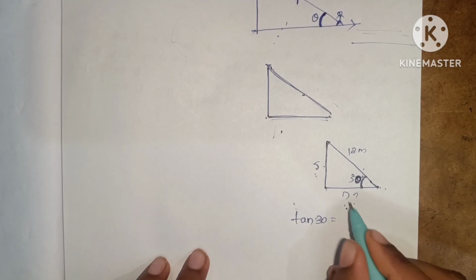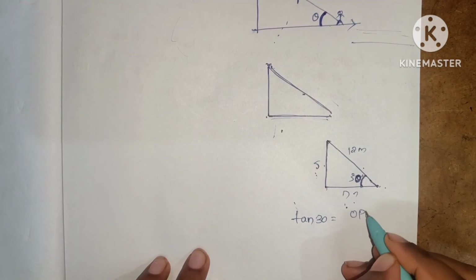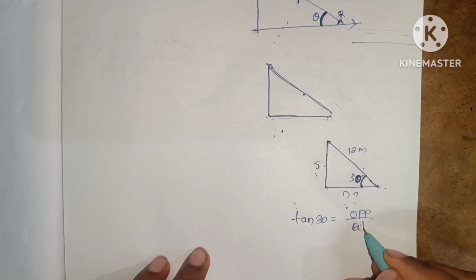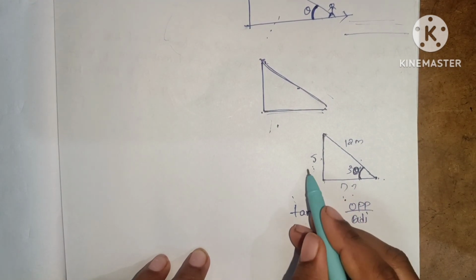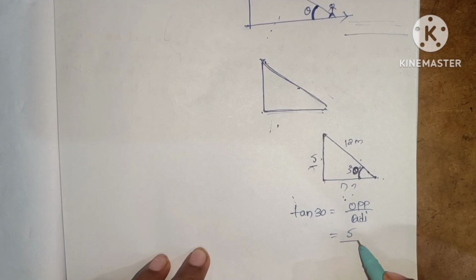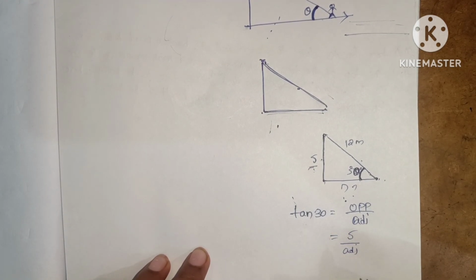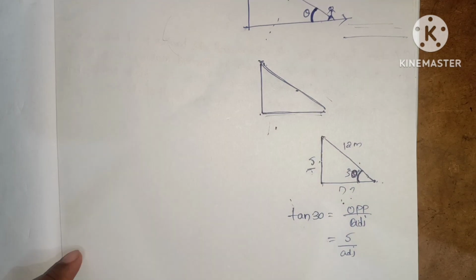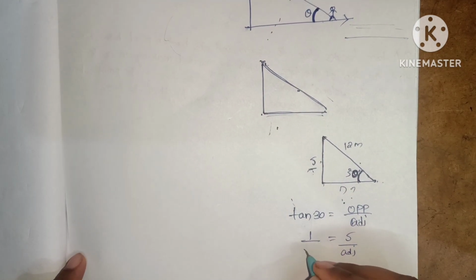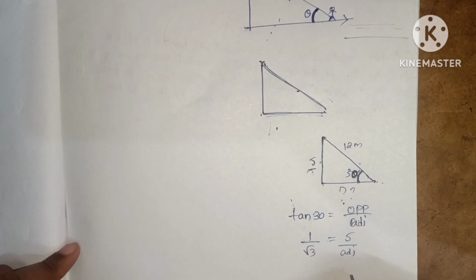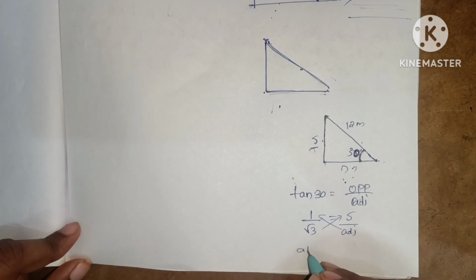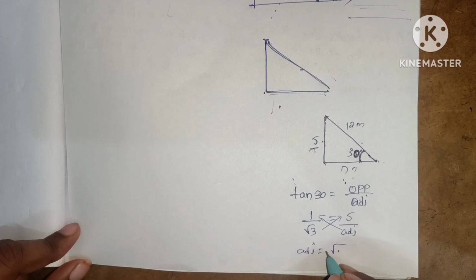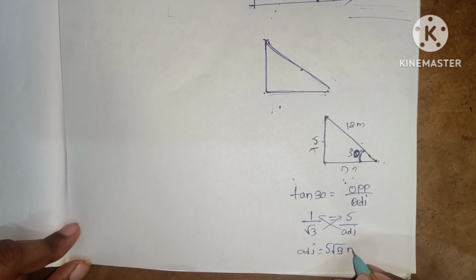Tan 30 means opposite by adjacent. So here, for angle 30, the opposite side is how much you wrote here? 5. The adjacent we don't know. So what is the tan 30 value? Tan 30 value is 1 by root 3. If you cross multiply, what will you get? Adjacent equals 5 root 3 meters.